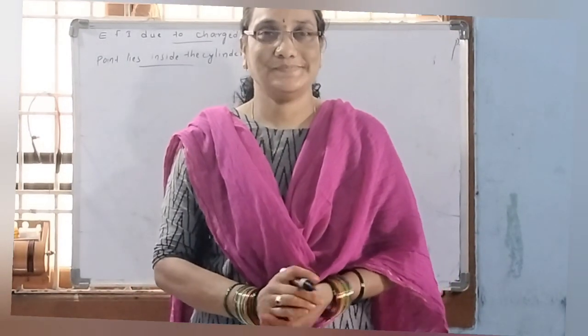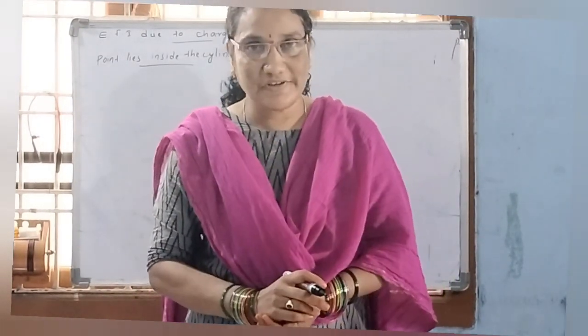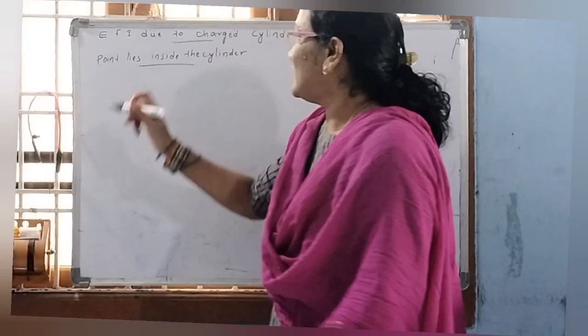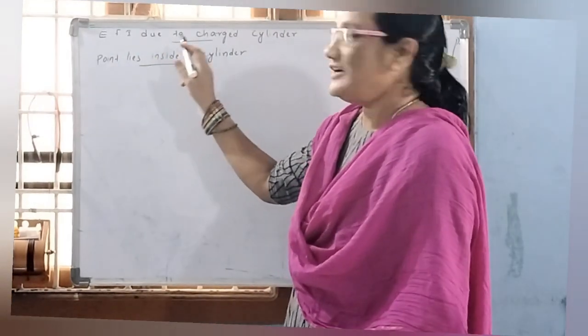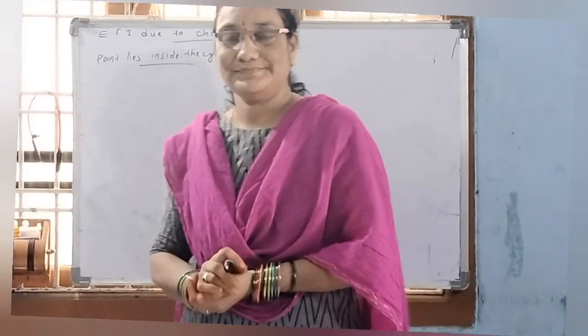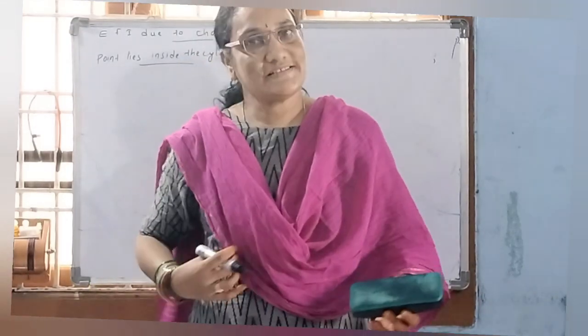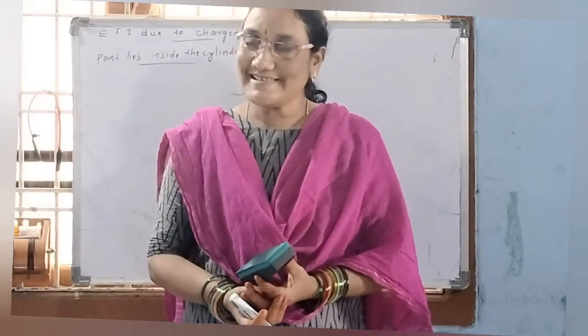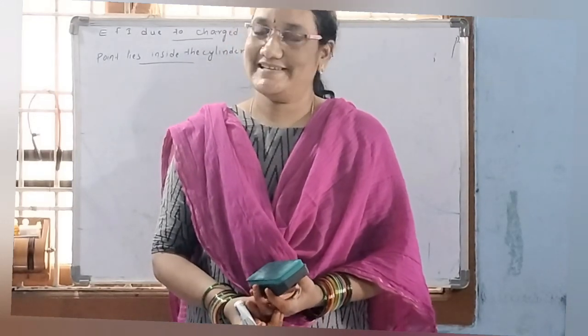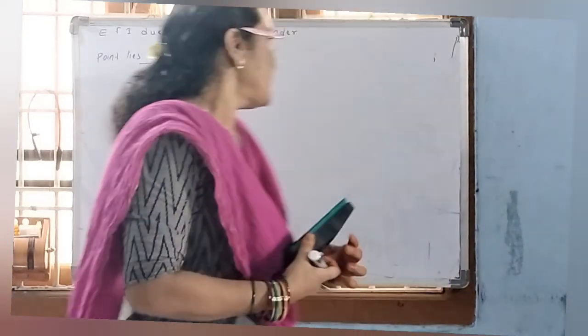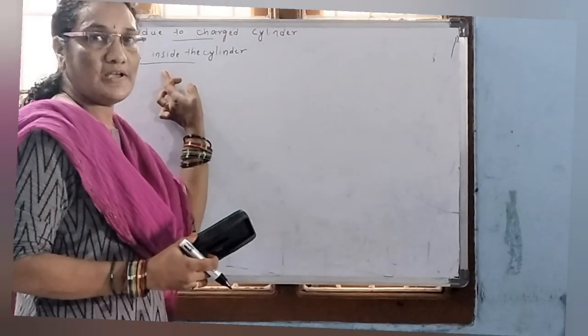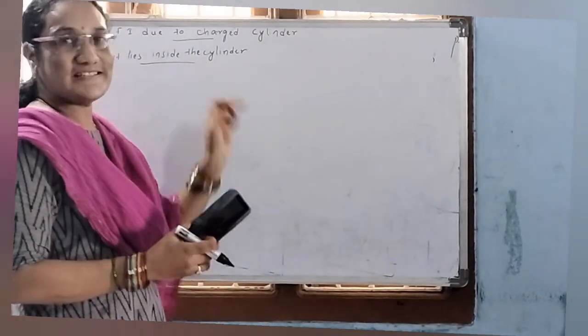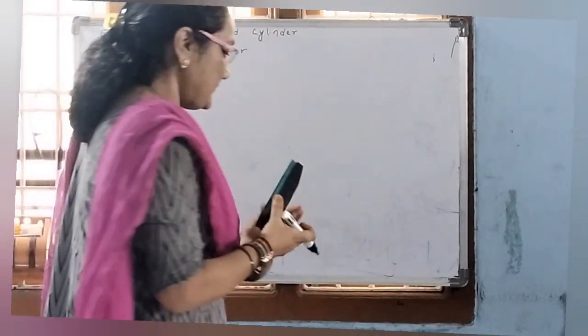Hello everybody. So, in today's video, let us discuss electric field intensity due to a charged cylinder. Here two cases we are discussing. One is when the point lies inside the cylinder, the other is when the point lies outside the cylinder. So, first let us go for when the point lies inside the cylinder, right?